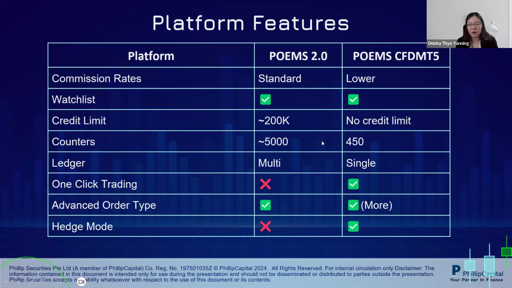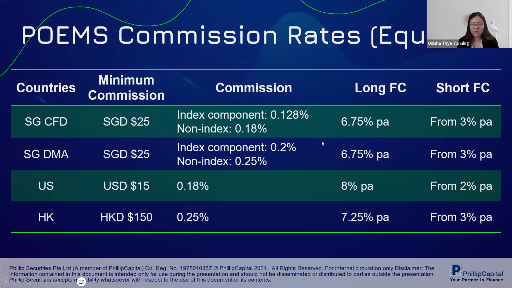Okay. Now, so next thing, which is just a quick view of our premiums commission rates, equities. So mainly I just show you the different markets, which is Singapore, US, and Hong Kong. So technically the minimum commission is 25 for Singapore CFD, and DMA is same thing. But overall, our CFD commission will be lower than our DMA, because we do not send the order directly to the exchange, correct?